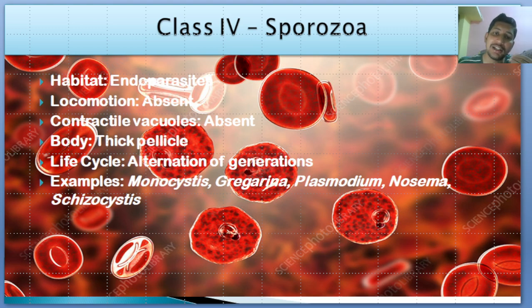Contractile vacuoles are also absent, and their body is covered by a thick pellicle. Earlier we had an elastic pellicle and a definite pellicle, but in sporozoans they have a thick pellicle because they need protection inside the host body. The life cycle involves alternation of generations, thus asexual reproduction followed by sexual reproduction. Important examples for sporozoans include Monocystis, Gregarina, Plasmodium, Nosema, Schizocystis.